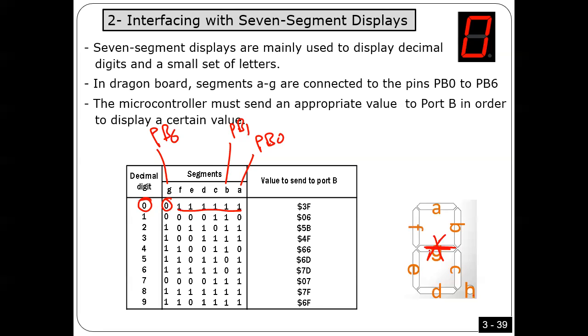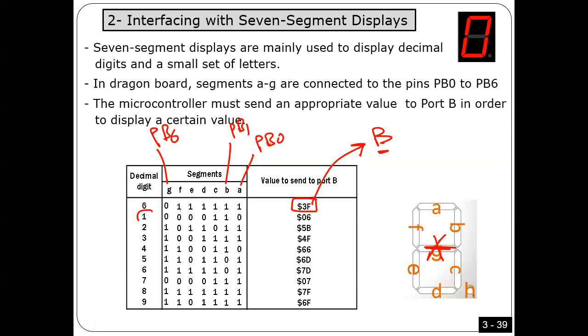It has to be off. That is why this is the code you have to use. So if you want to display number 0, I have to send this code to port B. Is that okay? Same thing if you need number 1.